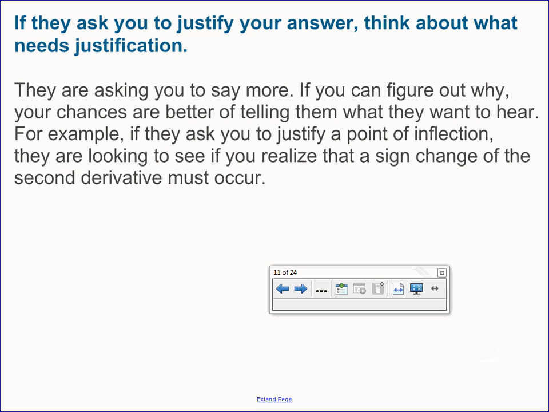If they ask you to justify your answer, think about what needs justification. They're asking me to say more. If you can figure out why, your chances are better at telling them what they want to hear.